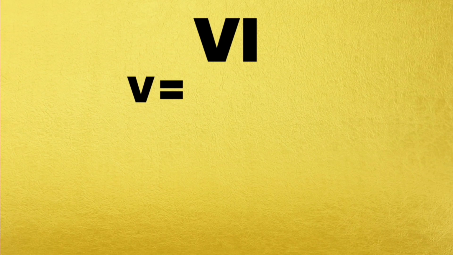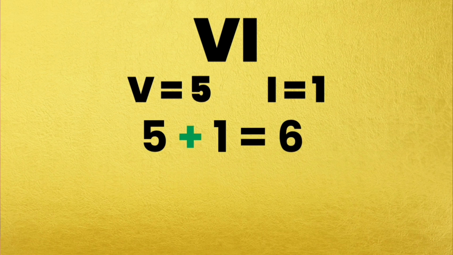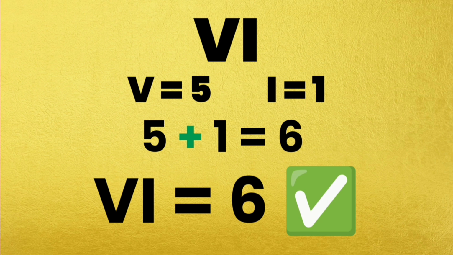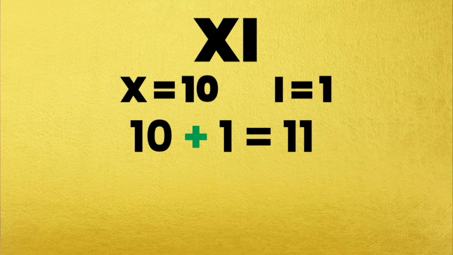VI. V is 5, I is 1. I comes after V, so 5 plus 1 is equal to 6. VI is 6. Now XI. X is 10, I is 1. I comes after X, so 10 plus 1 is 11. So XI is 11. Next is LX.